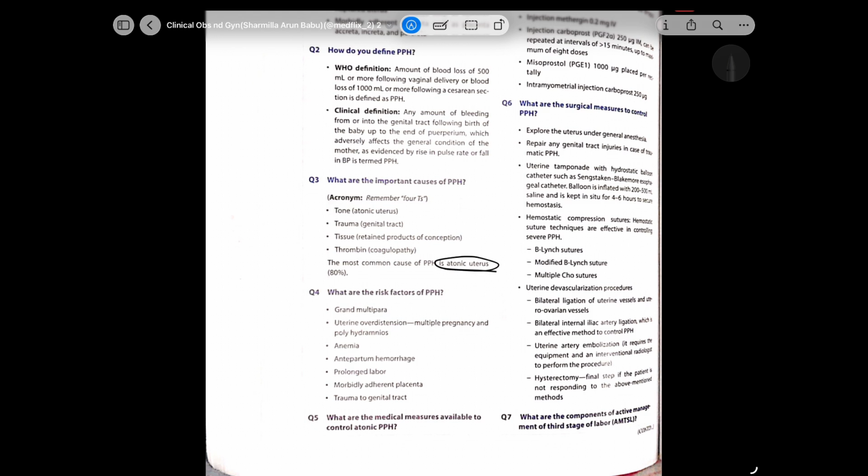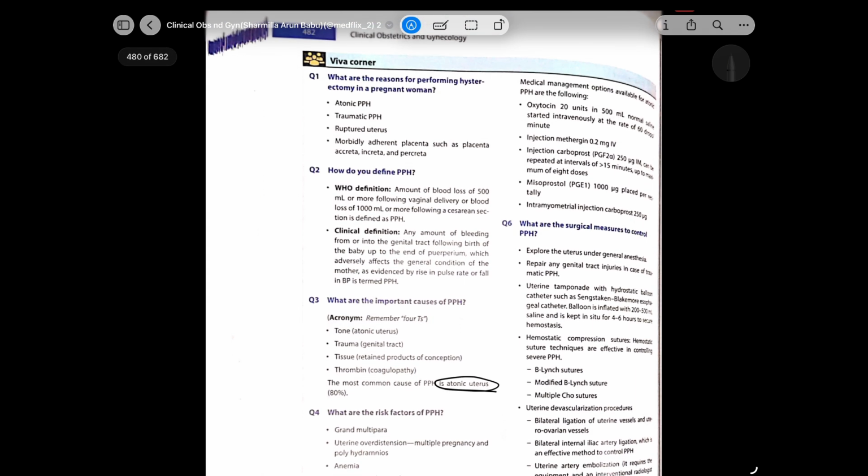What are the risk factors of PPH? Grand multipara, uterine overdistension because of multiple pregnancy, polyhydramnios, anemia, antepartum hemorrhage, prolonged labor, morbidly adherent placenta, trauma to the genital tract. What are the medical measures available to control atonic PPH?